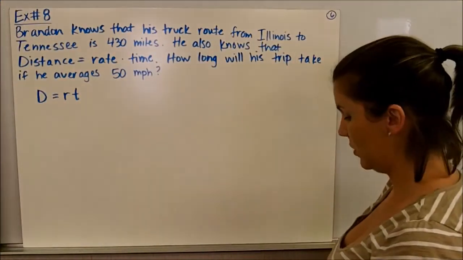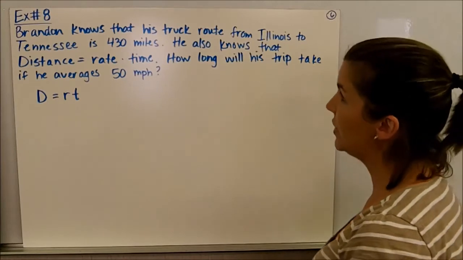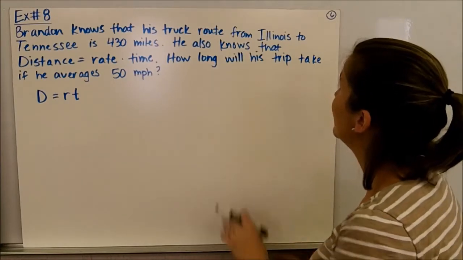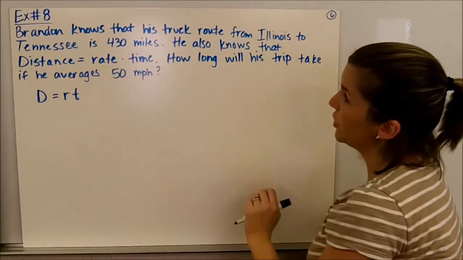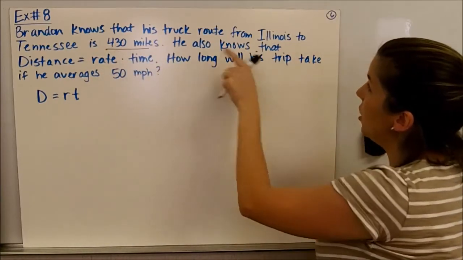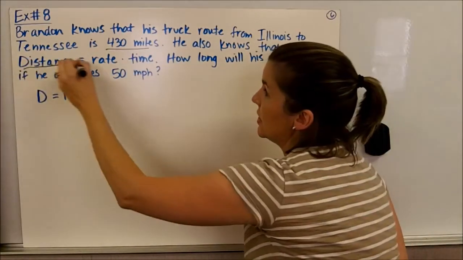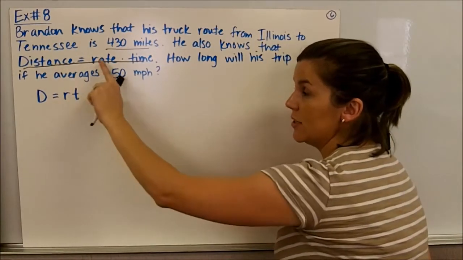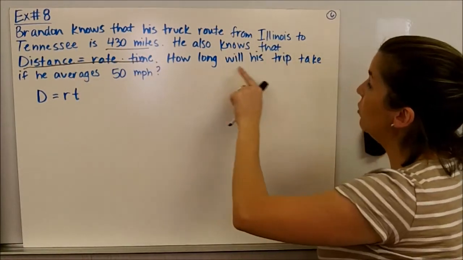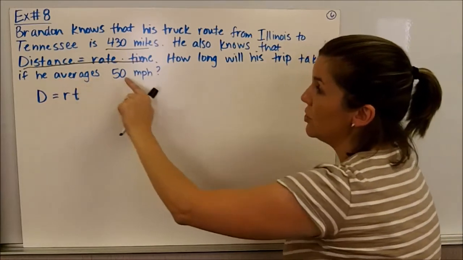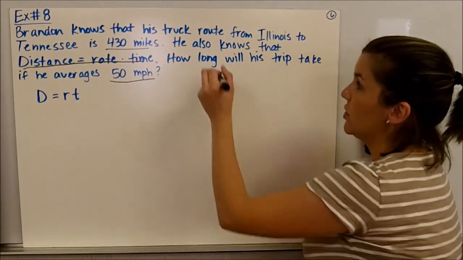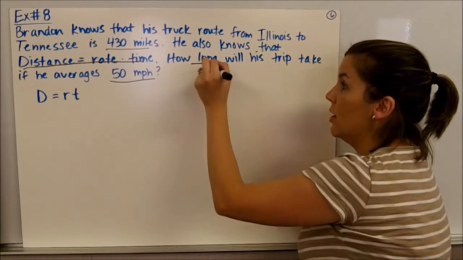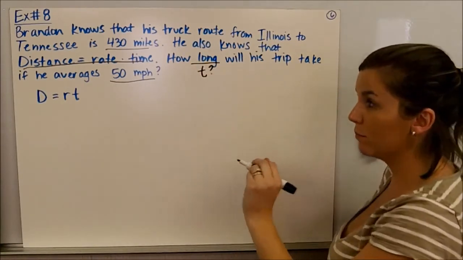And the last example, example number 8. Brandon knows that his truck route from Illinois to Tennessee is 430 miles. He also knows that distance is equal to rate times time. So here I wrote D equals RT, distance equals rate times time. How long will his trip take if he averages 50 miles per hour? So we're finding out how long. We're finding out what is T.